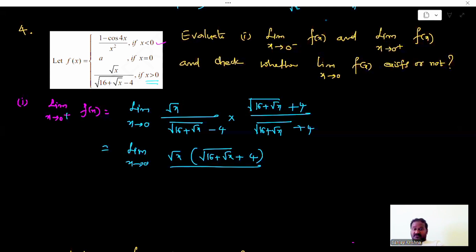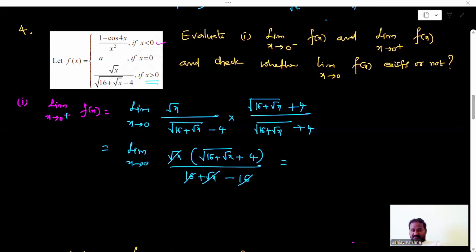So a square means root 16 plus root x whole square is 16 plus root x, minus 4 square is equal to 16. Now 16 and 16 get cancelled. Later, root x divided by root x will also get cancelled. So the denominator is left with 1. Directly you can substitute x tends to 0 here. Root over 16 plus root 0 plus 4 divided by 1, which is going to be how much? Root 16 is equal to 4, plus 4 is equal to 8.